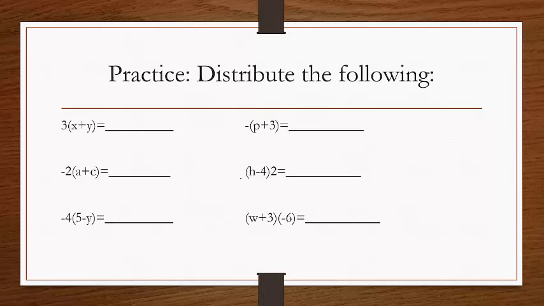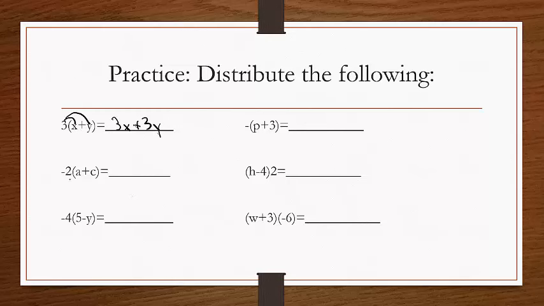So there's 6 practice problems here. We want to make sure that we have that distributing skill down before we move on to anything a little bit more difficult. So we're very quickly going to distribute these. 3 times x is 3x, and 3 times y is 3y. And I keep this plus symbol because there's a plus symbol in here, so I'm still adding.